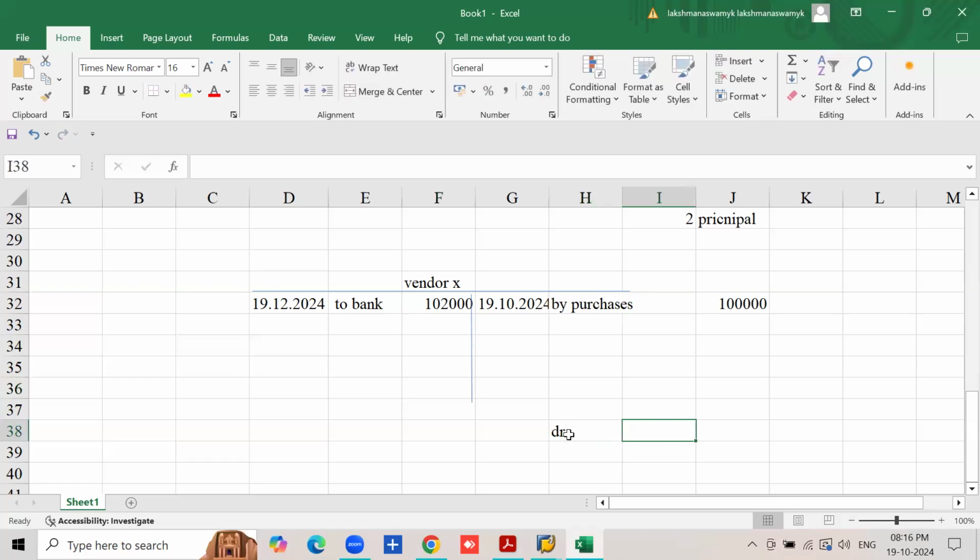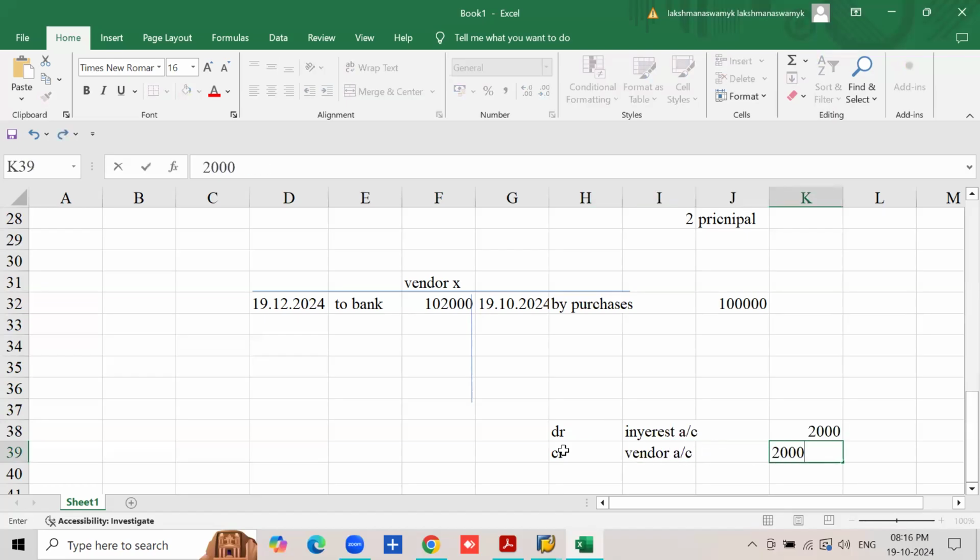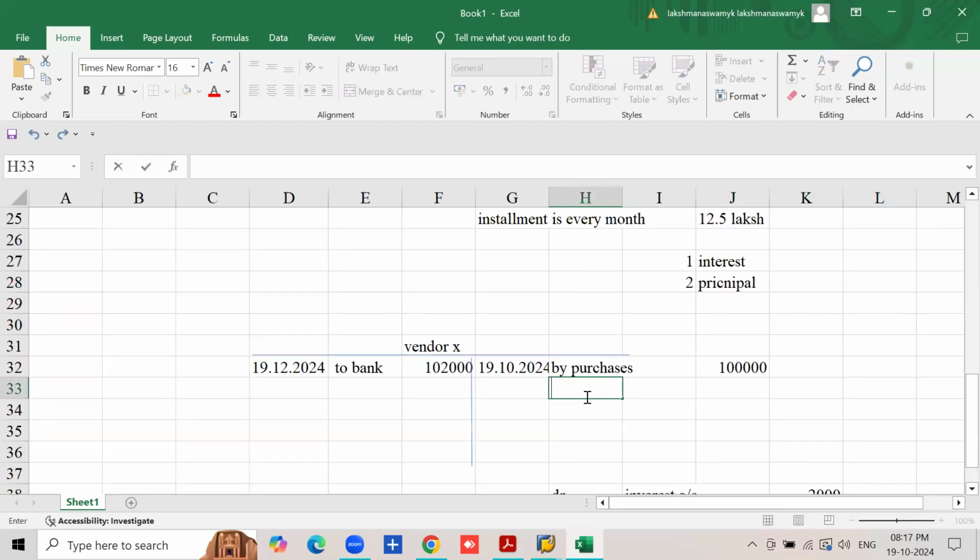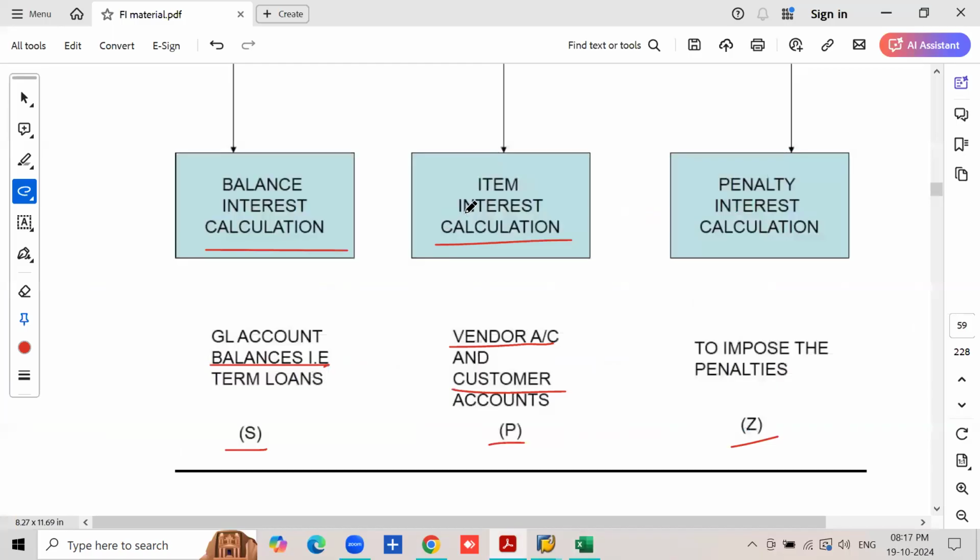Then we post the entry, debit interest account, 2,000, credit vendor account, 2,000, right? So by virtue of this entry, this is posted to credit side of the vendor by interest. So it is tallied. So in order to calculate interest on vendor account, we use the interest calculation type P. That is item interest calculation.